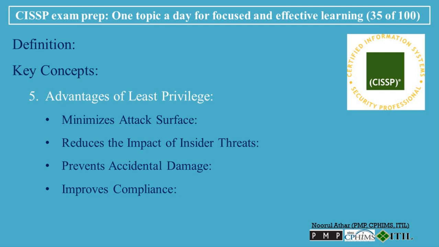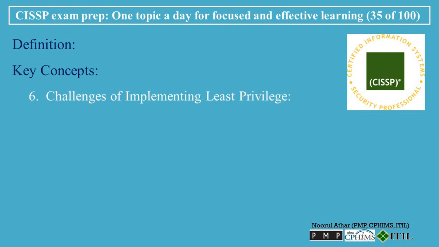Regulatory frameworks such as HIPAA, PCI-DSS, and GDPR often require strict access controls. Least privilege helps organizations meet these compliance requirements by enforcing tight access control measures. 6. Challenges of implementing least privilege.